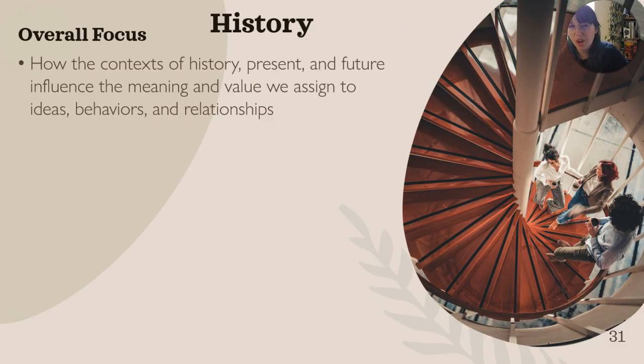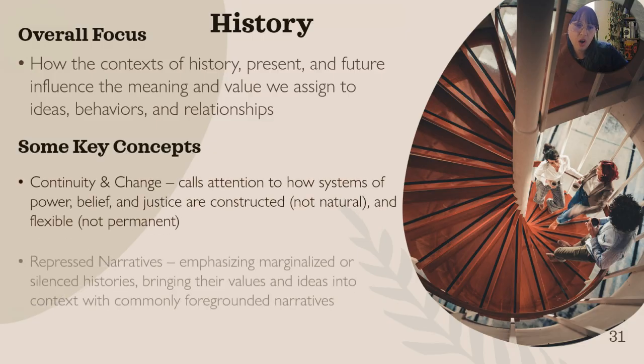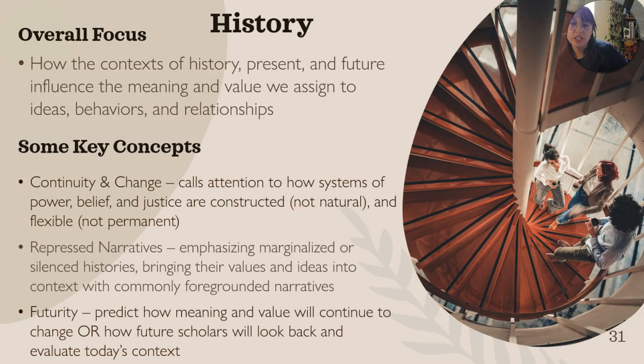So when we think about our topic and we think about what is problematic, how might we make changes, we can think about how this topic has a long history attached to it, how things change over time. And we can also think about history in terms of our views toward the future. Some key concepts are continuity and change, so calling attention to the way that systems change over time, which kind of means that they're not natural and permanent. Instead, they're socially constructed and flexible.